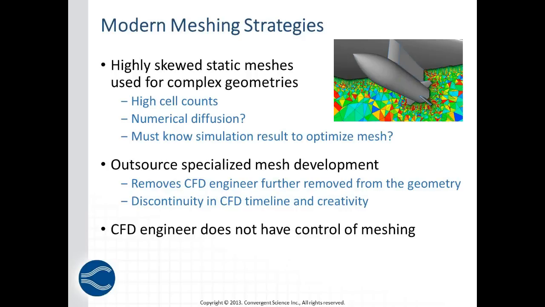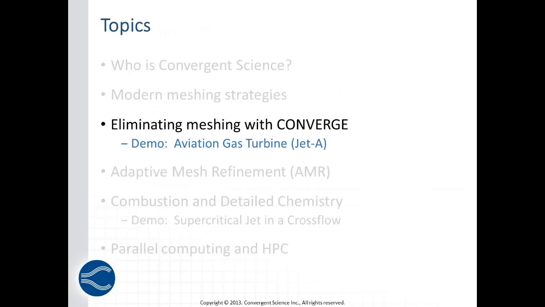And by the time I got the mesh back, I perhaps had already moved on in my design, and so I lost control of the workflow, and I felt like that sometimes would hinder my creativity or even would stop me from looking at new approaches because it just would take too long to mesh it. So I think that's one of the other key points: with a lot of these complex meshing strategies, the CFD engineer really doesn't have control over it.